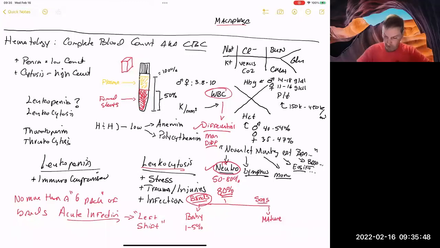Now, if the segmented neutrophils are elevated, that generally means there's something chronic going on, some chronic infection, maybe like tuberculosis. This is not an acute process.